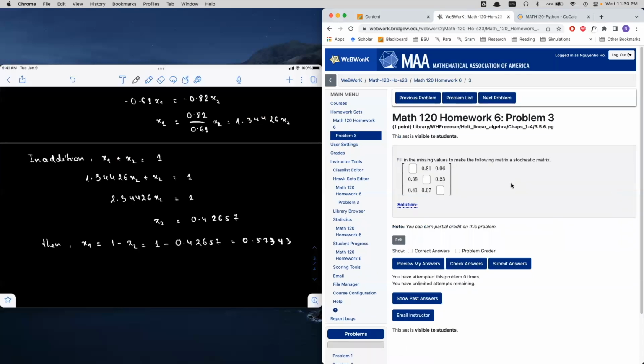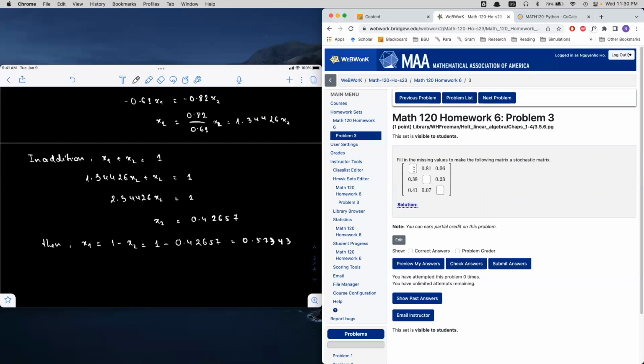So problem 3 is testing you on the knowledge of the concept of stochastic matrix. Right? Remember, 2 characteristics for a stochastic matrix or the matrix of transition probability is that all the entries should be between 0 and 1, and the sum of all the entries in each column has to be equal to 1.